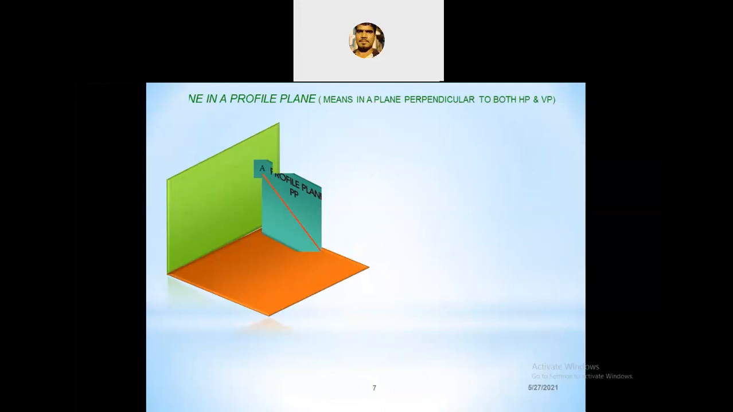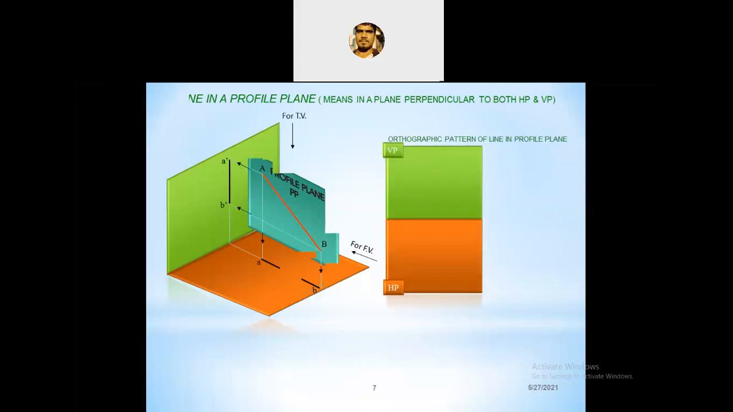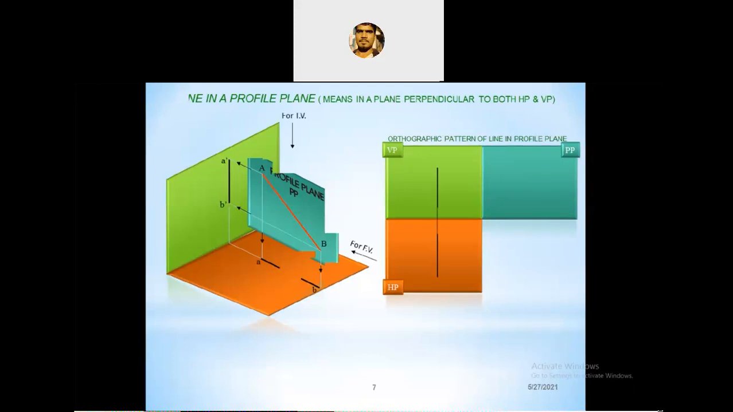Of course, another possible condition is there. If it is inclined to the profile plane, profile means side plane, then it is perpendicular to both HP and VP. Means if it is perpendicular to both HP and VP, then it should be inclined to the profile plane. See, only in the side view can we see the true length, but in the top and front views they are apparent lengths.